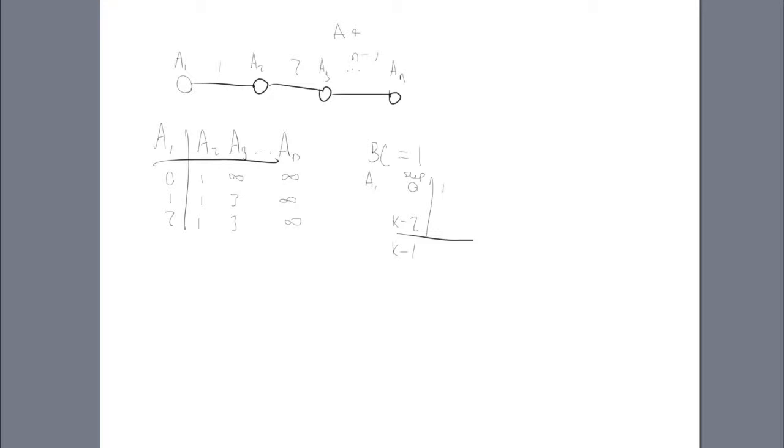And we know that since A1 to A sub k minus 2, the number of hops is less than or equal to k minus 2, that means A1 has to know the information of A sub k minus 2.